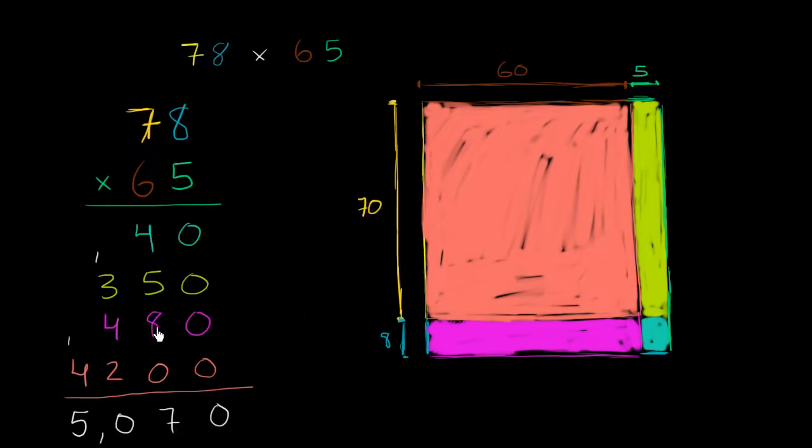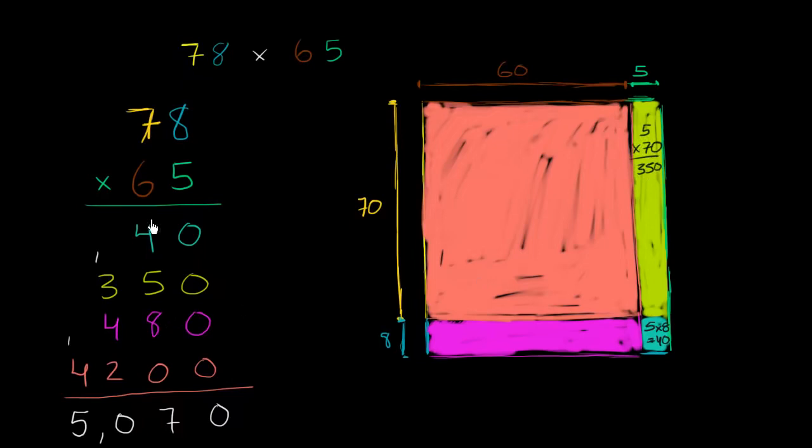Now, each of these parts we can map to one part of this area model right over here. When we multiplied the 5 times the 8 and got the 40, that was this section right over here. 5 times 8 is equal to 40. When we multiplied 5 times 70 and got 350, that's this right over here. 5 times 70, and we got 350.